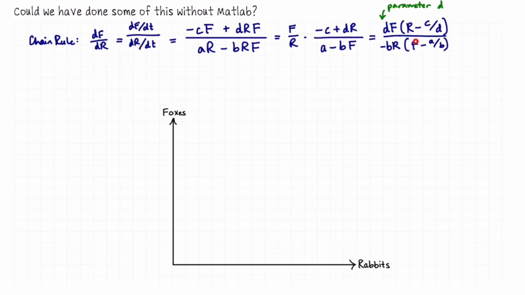And now this is a nice thing to see because r and f are being compared to their steady state values. So let's plot those steady state values, and then we'll figure out what df dr would have to look like in different zones in this first quadrant.